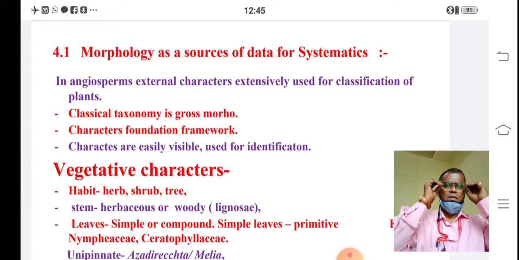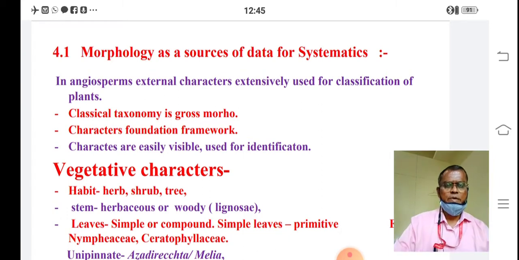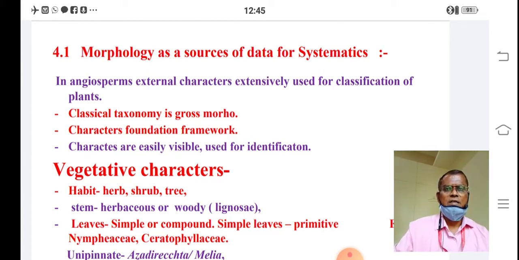And second, the characters are the foundation framework. Each plant has specific morphological or external characters. Next, characters are easily visible and therefore used for identification. Visible means able to see. So we can easily say the flower is polypetalous or gamopetalous, or it shows the number of petals, number of sepals, like this. So remember these simple things. So what is the morphology role?